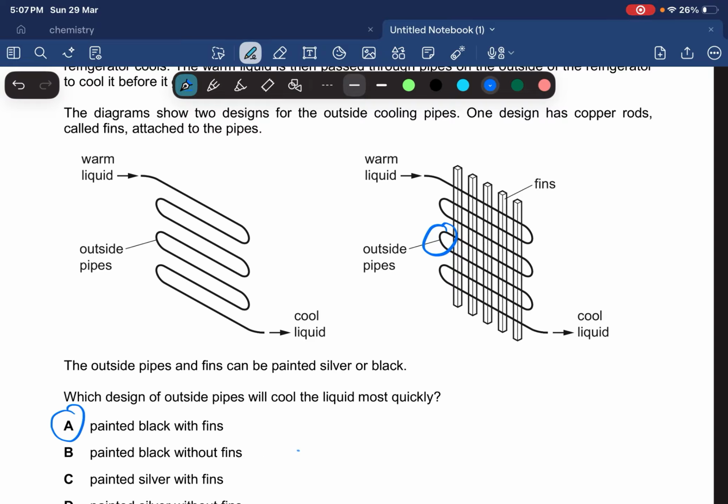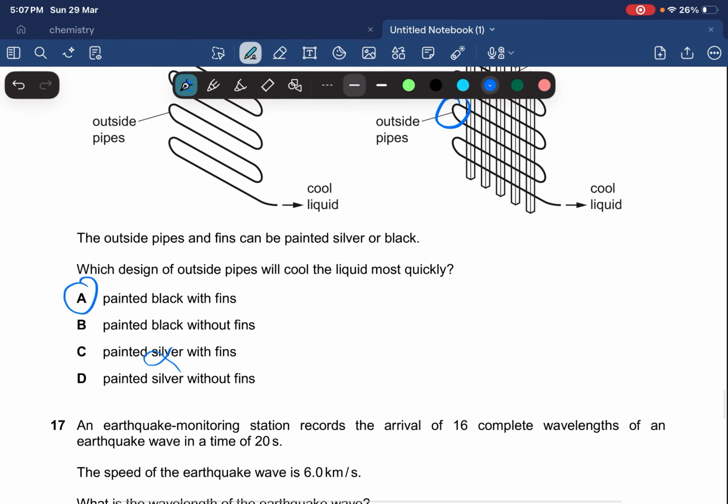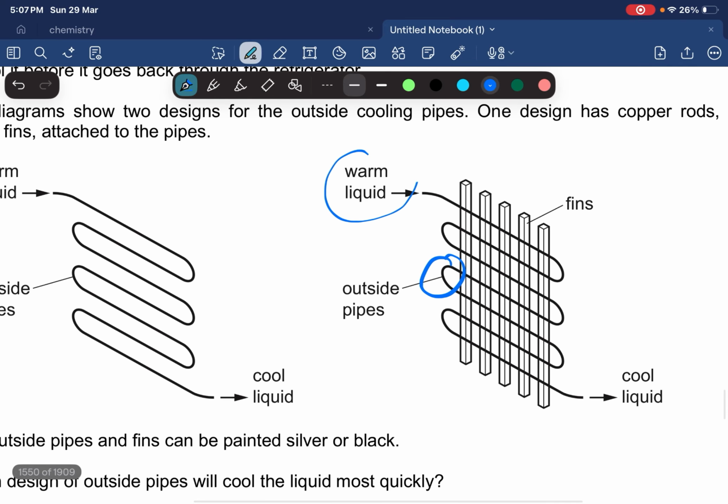That's going to take a lot of time, but if they release it to the fins, that's going to be quicker. Silver is not going to help, because if it's silver, it's not going to release the heat energy. The warm liquid is going to remain warm.